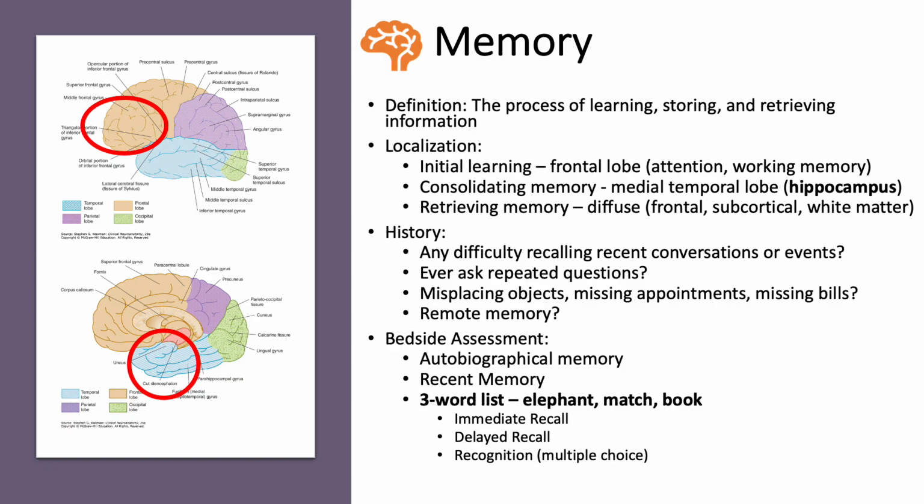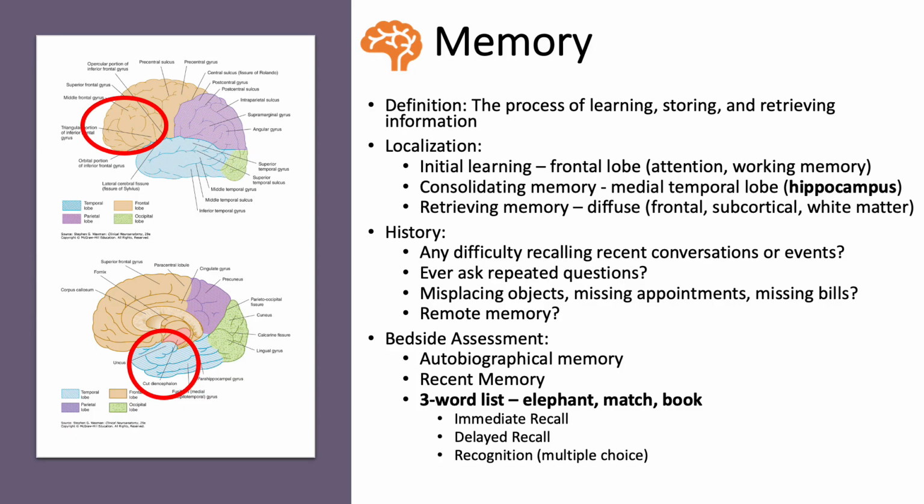And then being able to retrieve memory, this is a very diffuse process involving the frontal, subcortical, and white matter areas. So in the history, you're asking about difficulty recalling conversations, events, especially episodic events, so things that happened recently. Patients with chronic cognitive impairment, such as dementia, they struggle more with recent events than with old events. History will be things like people losing things in the house, forgetting where they've put things, missing appointments, missing payment of bills. So these are problems of memory.